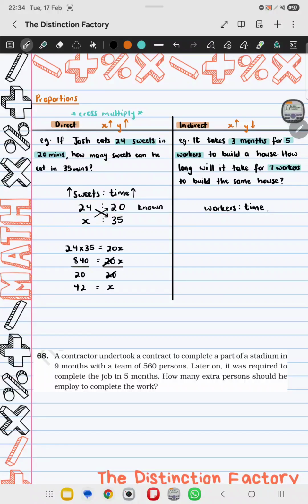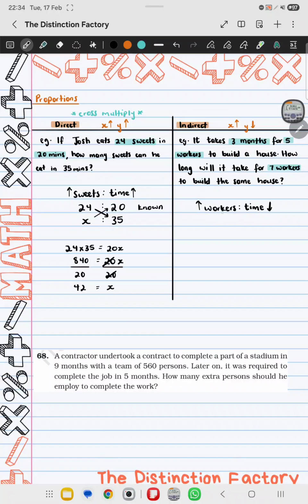So if I increase my time, that means that I don't need to employ as many workers because less workers will complete the job in a longer time. Let's say I decrease my time, then that means I will need to employ more workers to complete the job in a quicker time. So that's how we know that this is indirect proportion. And again, we are following the same method where we write down a known ratio and an unknown ratio.